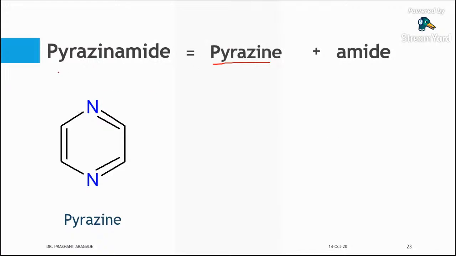So pyrazinamide, if you see this word, pyrazine and amide. So pyrazine plus amide. Amide functional group means what? C double bond O NH2 is an amide functional group.